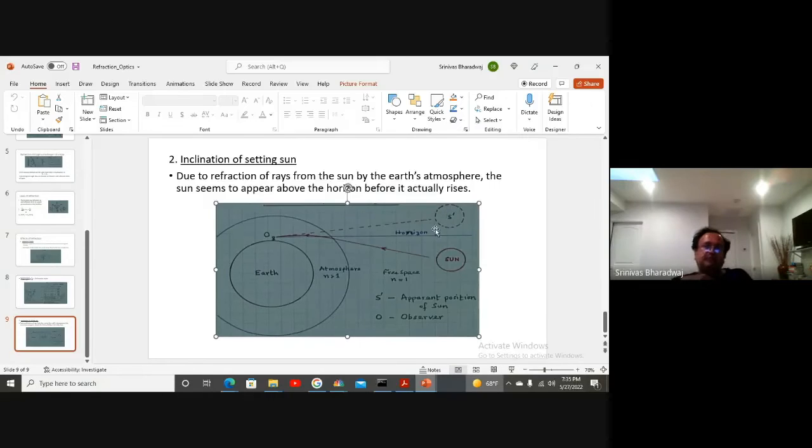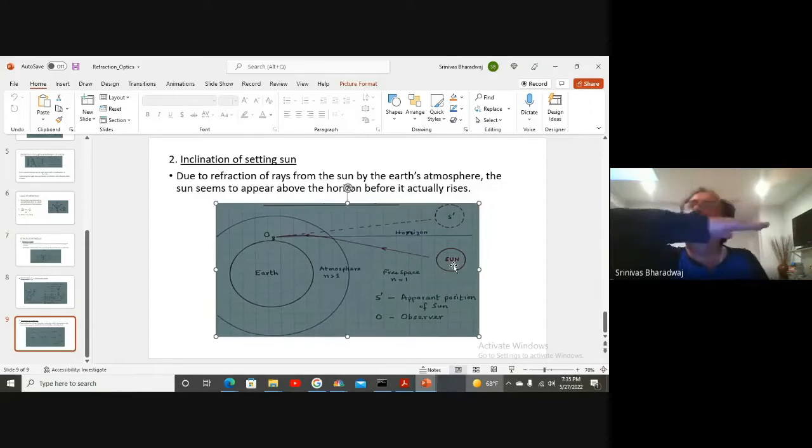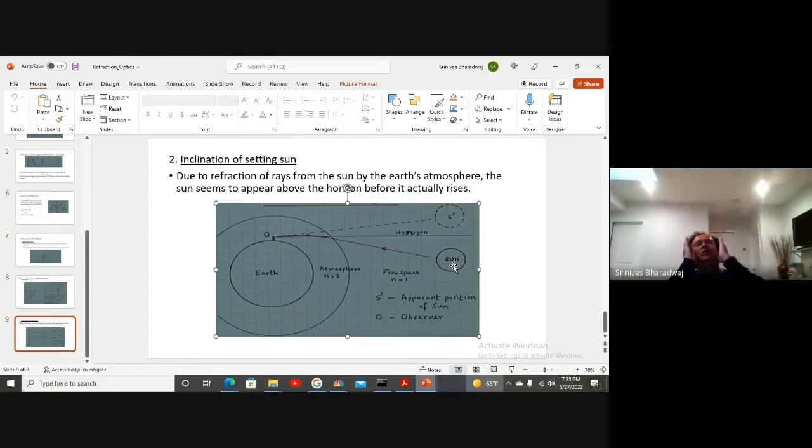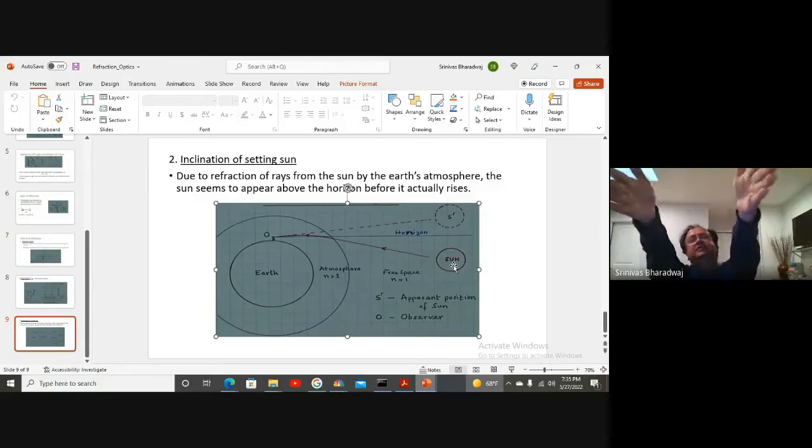The setting time, the rising time, goes like this. Although the sun has not yet risen, when do you say the sun has risen? If you had parallel rays and you draw a tangent from your eyesight, you will see it. But with refraction, you see it even before that.